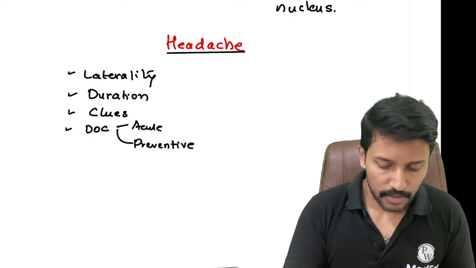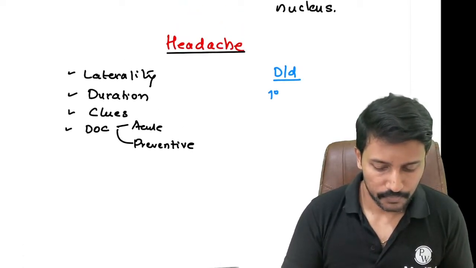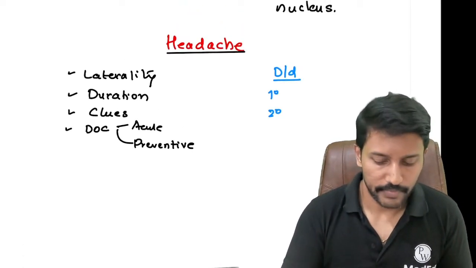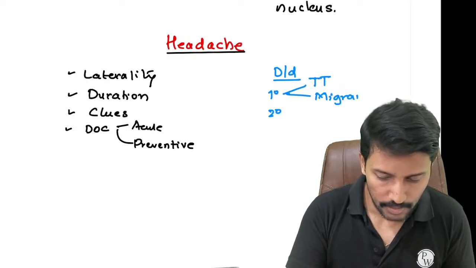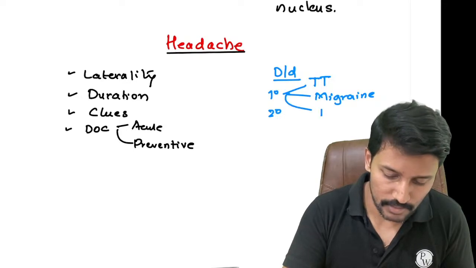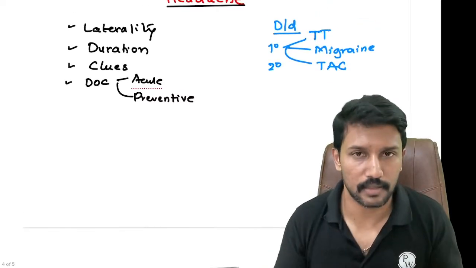So what are the differential diagnoses for the headaches we have? We have the primary headaches and the secondary headaches. When I say primary headache, under that we have tension type headache, migraine, and we have a set of headaches called trigeminal autonomic cephalgias. Cluster headache, SUNCT, SUNA, paroxysmal hemicrania all come under this, right?